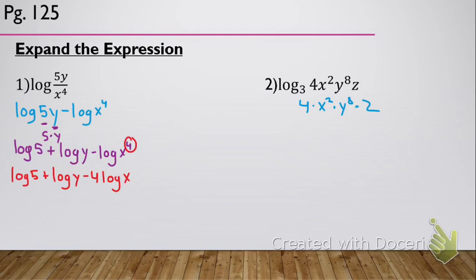This is just me writing this part out, identifying all the factors that I'm separating out. So we're going to write that as log 3 of 4 plus log 3 of x squared plus log 3 of y to the 8th plus log 3 of z.